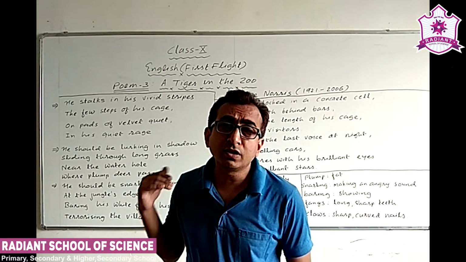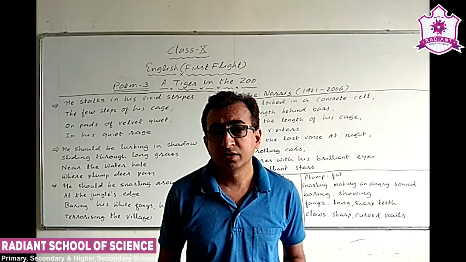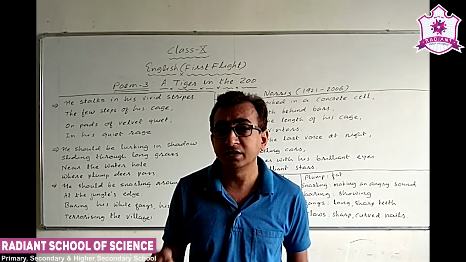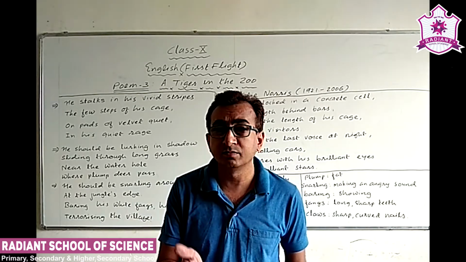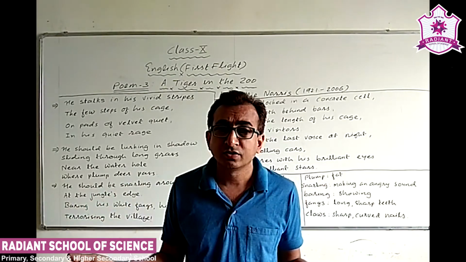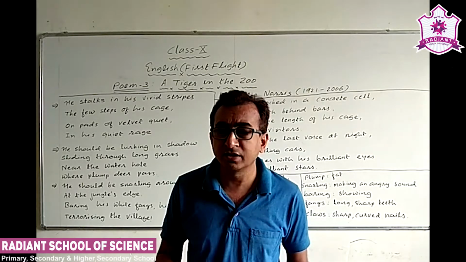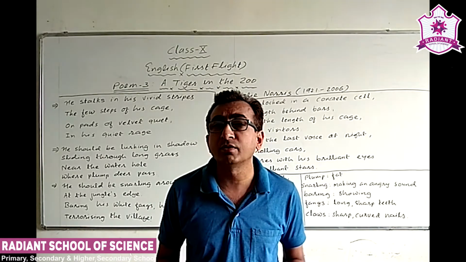So let's try to understand this poem stanza-wise. And let's try to understand what the tiger would be feeling in his mind, especially that tiger who is confined behind the bars in a large cage in the zoo. What is his actual condition in the span of the entire day, 24 hours?